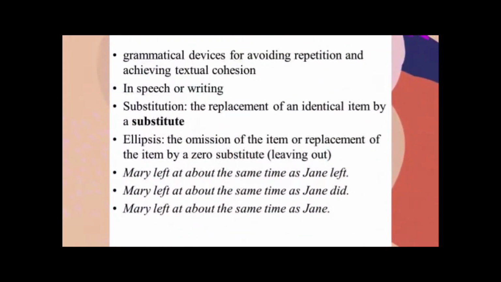More about textual ellipses. They are grammatical devices for avoiding repetition and achieving textual cohesion. We use them in speech or in writing. We use them as substitution, the replacement of an identical item by a substitute. Ellipses are just the omission of the item or replacement of the item by a zero substitute. This just means leaving out.